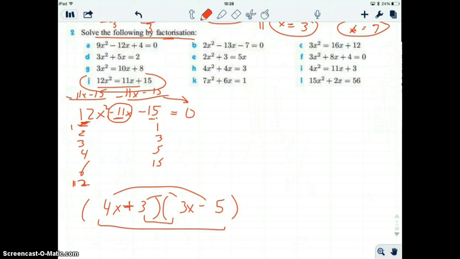So plus 3 times negative 5 gives us negative 15. 3 times 4 gives us 12. So far, so good. 3 times 3x would be 9x. Minus 5 times 4x is negative 20x. Oh, that was terrible. Handwriting. Okay, negative 11x. Hey, it worked out.